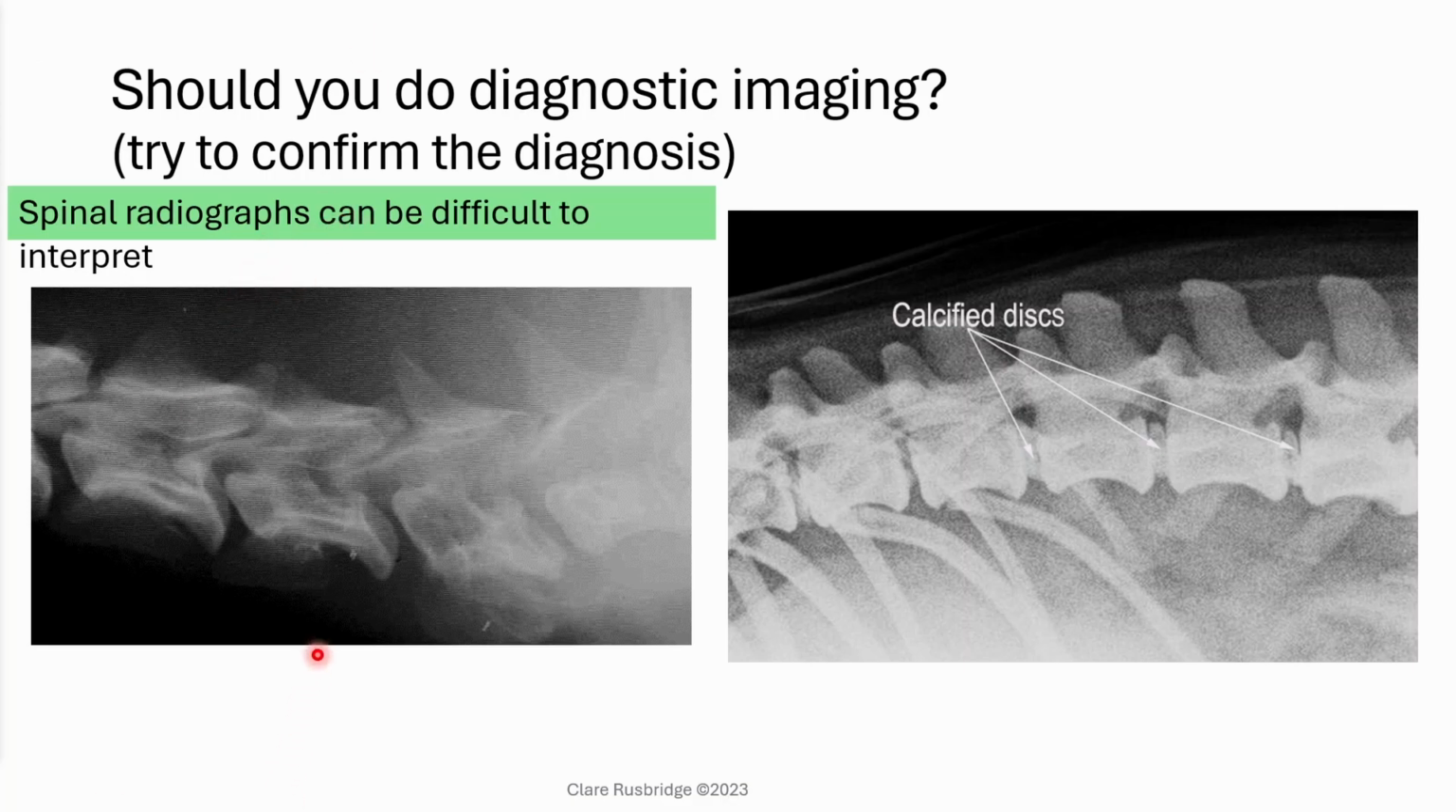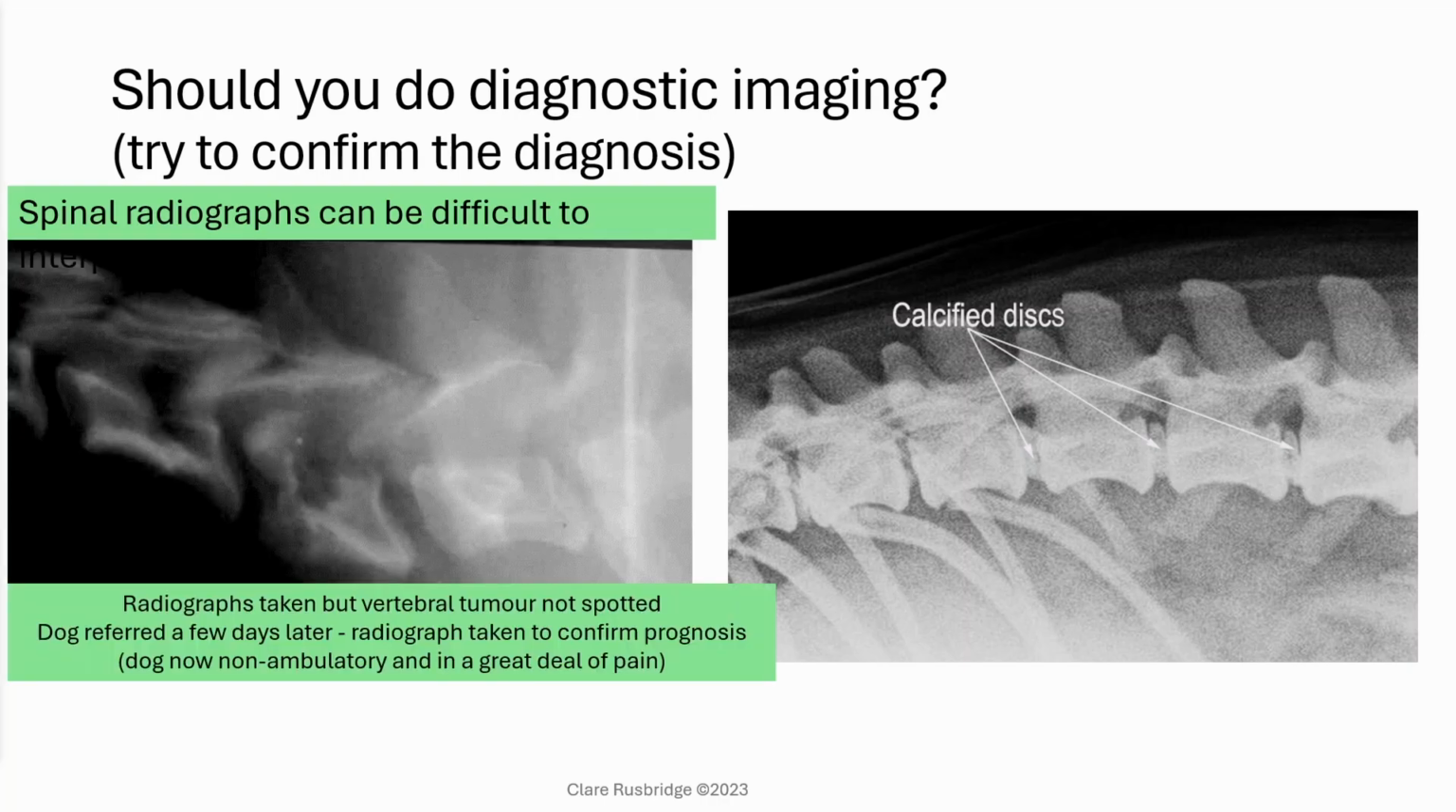And this is one example. This was the vertebral body tumor that you saw fractured earlier. And this is the radiograph that the local vet obtained. The local vet missed the tumor sitting here, which is quite obvious, I think, when I point it out as a lytic lesion in the vertebral body. But ask yourself how many would have spotted that without further training.